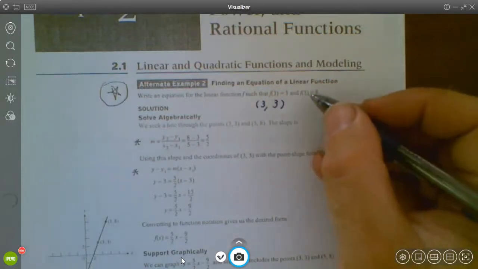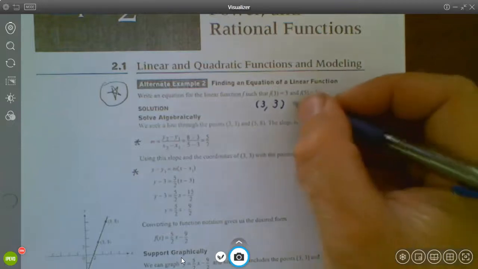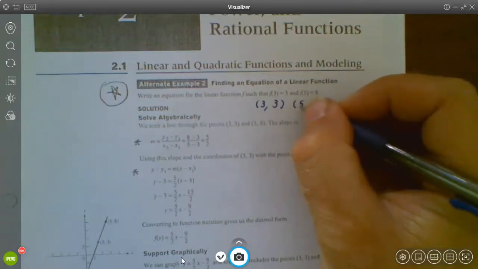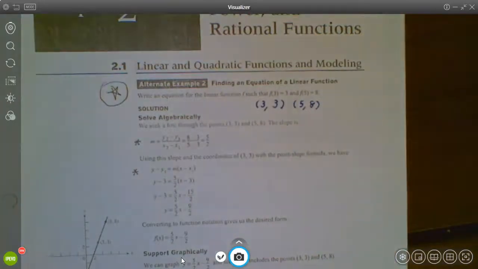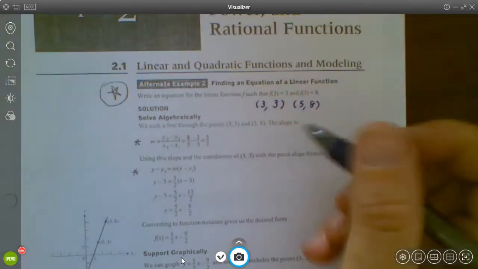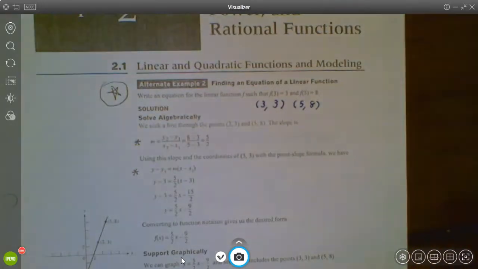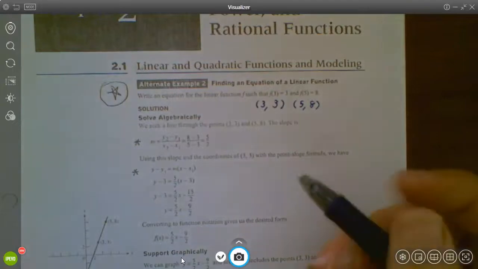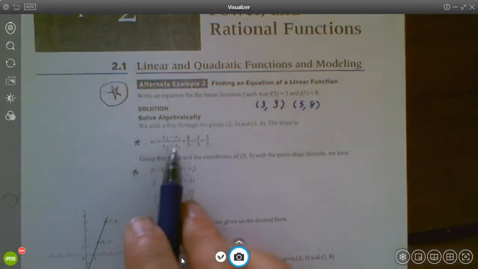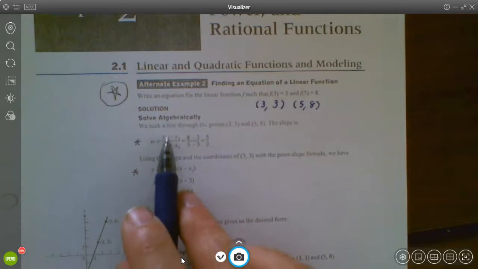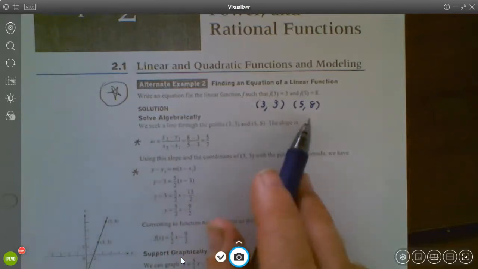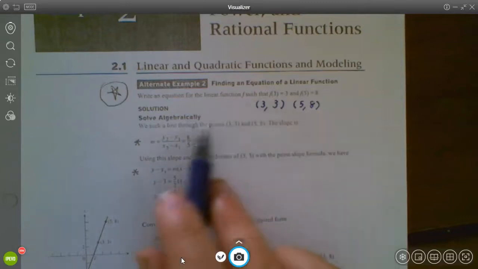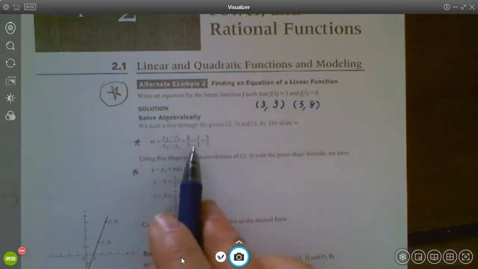When they have f of 5 equals 8, that means when I plug in 5 for x, the result would be 8. Right? As far as writing the linear function model in a form like y equals mx plus b, the first thing we always do is solve for slope. You guys remember your slope formula: y minus y over x minus x. So I'm just taking those numbers right there, and we're doing 8 minus 3 over 5 minus 3.